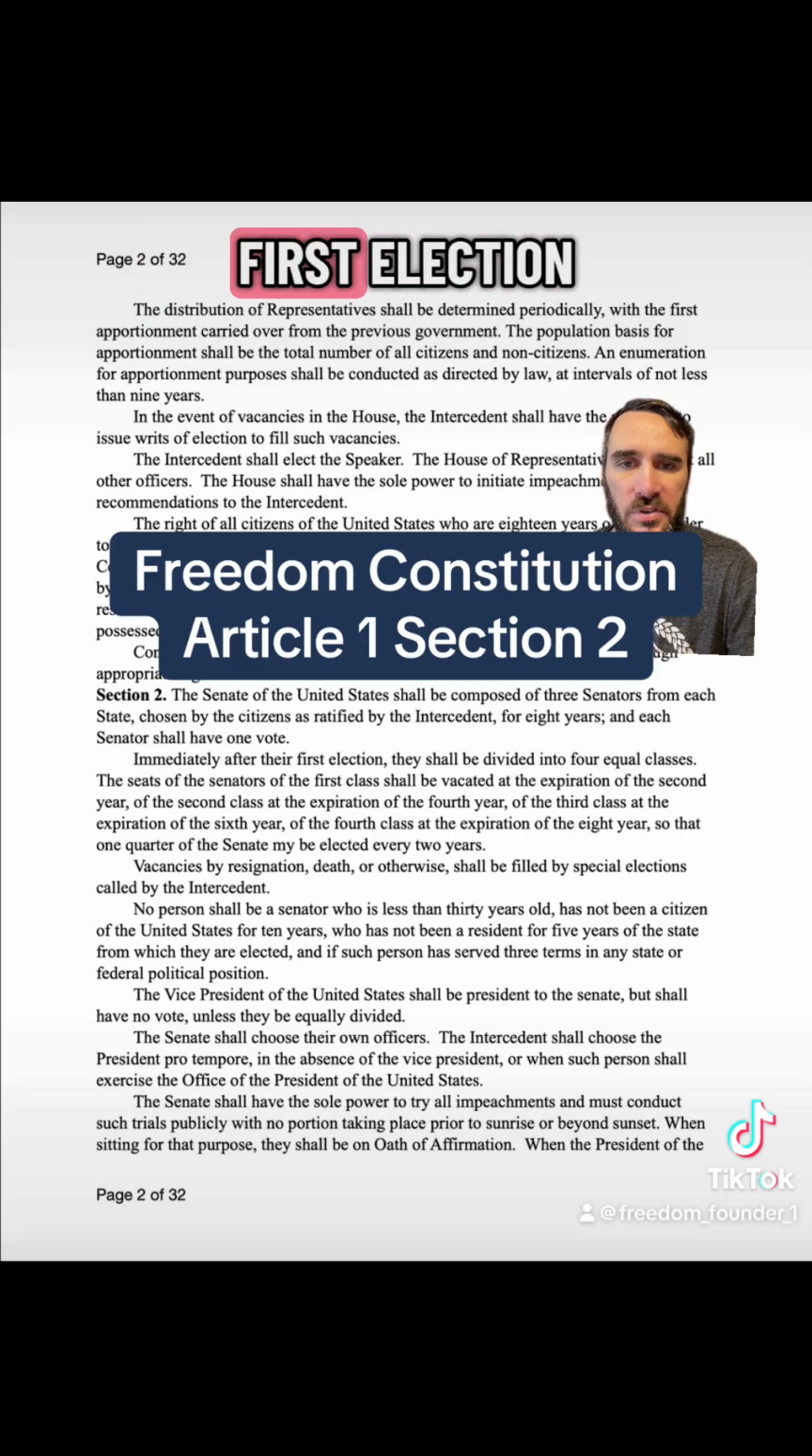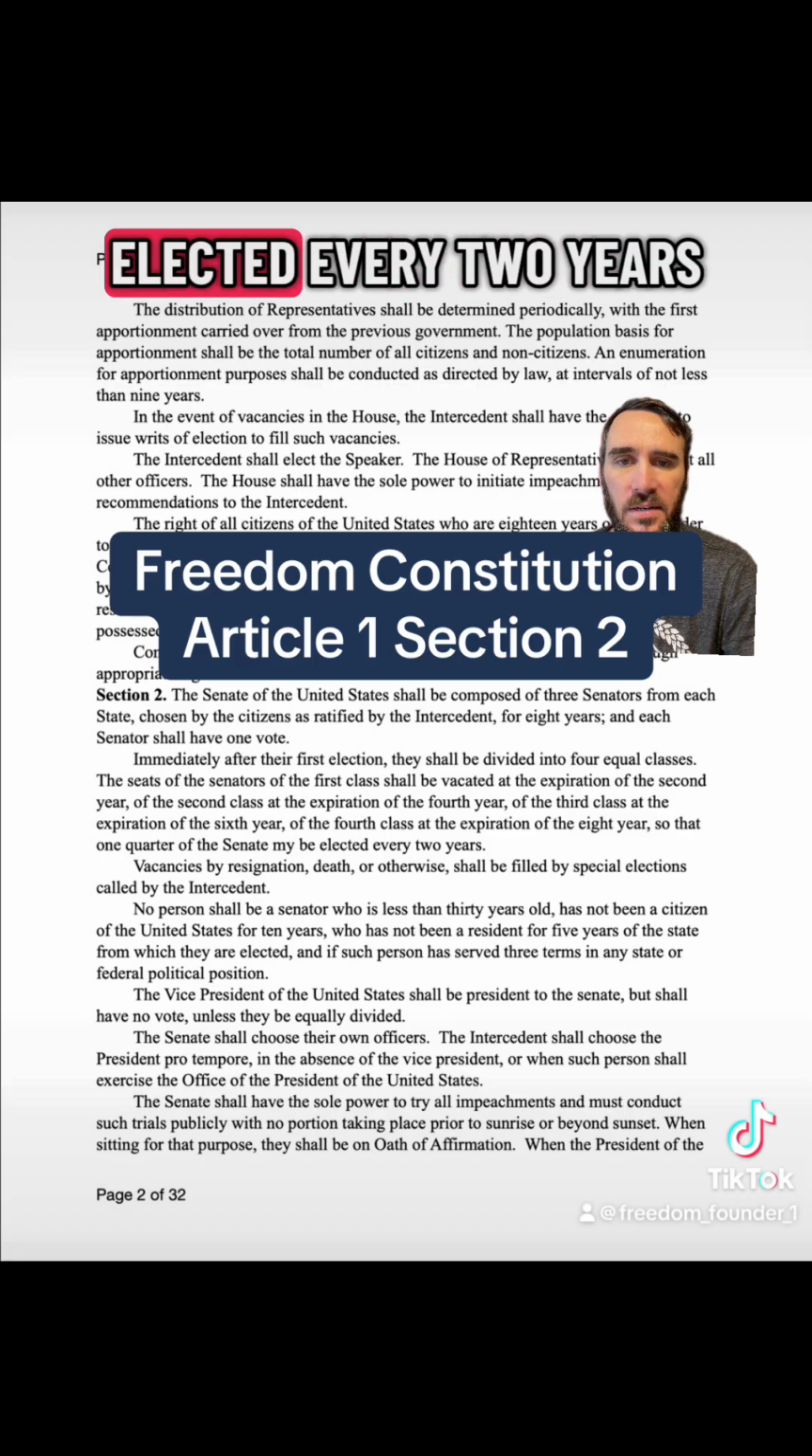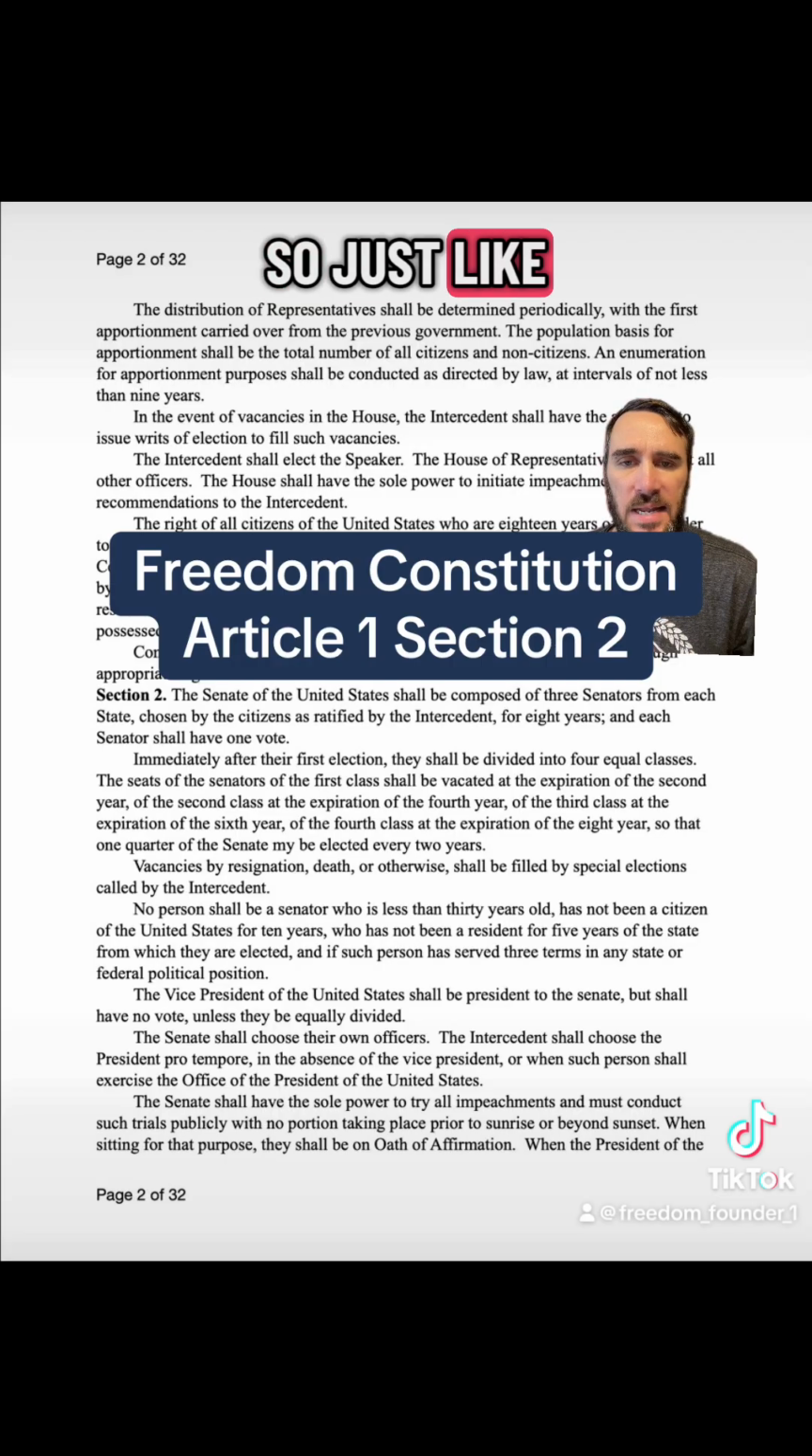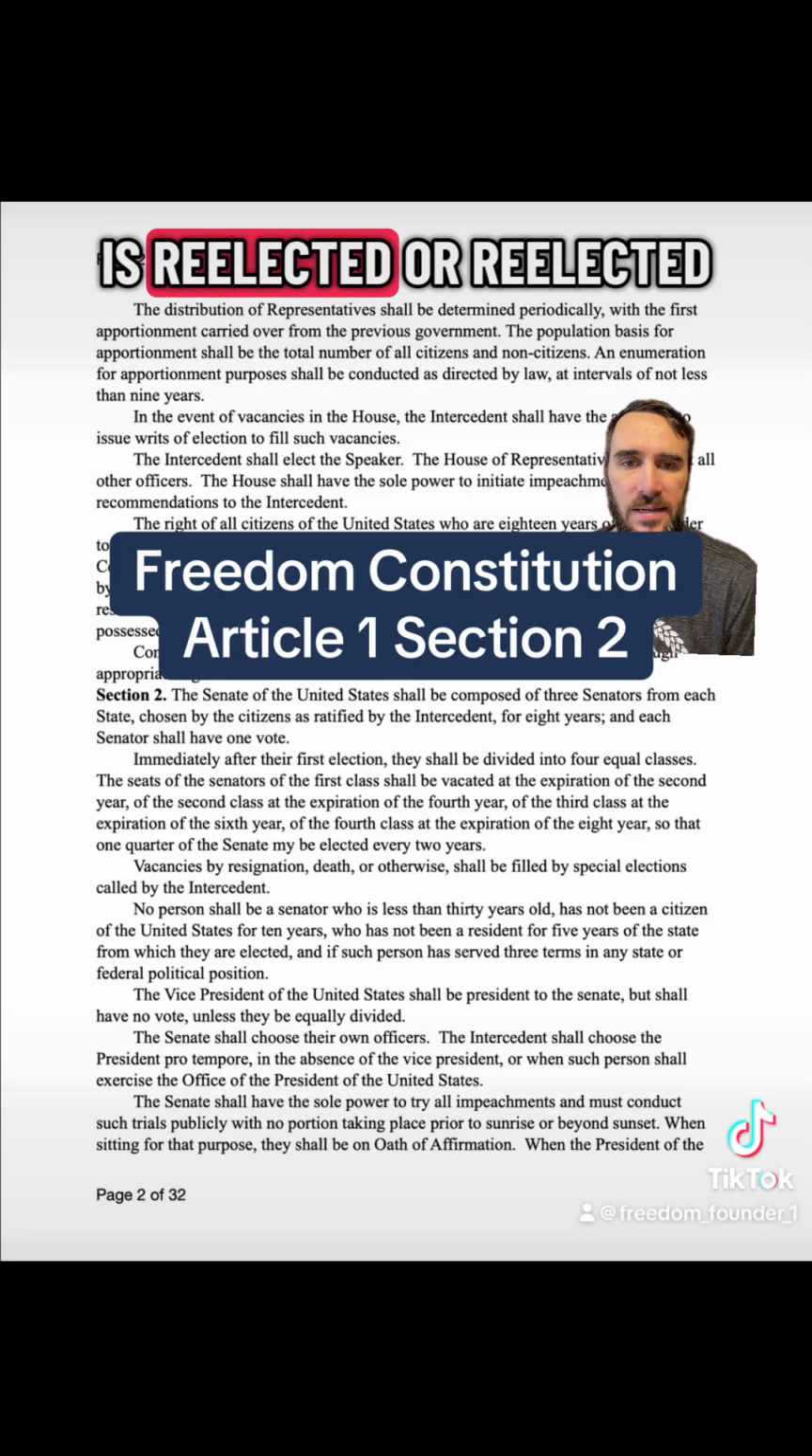Immediately after the first election, they shall be divided into 4 equal classes. The seats of the senators of the first class shall be vacated at the expiration of the second year, of the second class at the expiration of the 4th year, of the third class at the expiration of the 6th year, of the 4th class at the expiration of the 8th year, so that 1/4 of the Senate may be elected every 2 years.